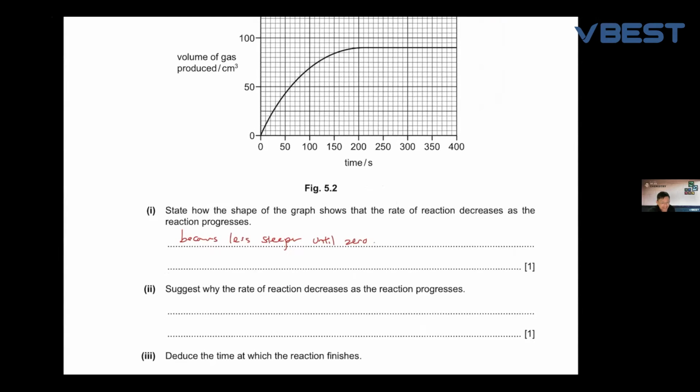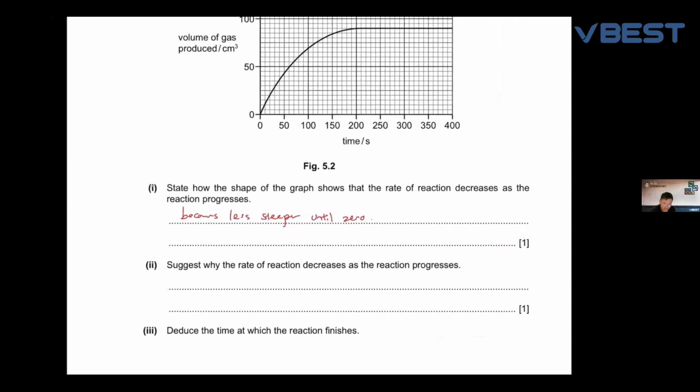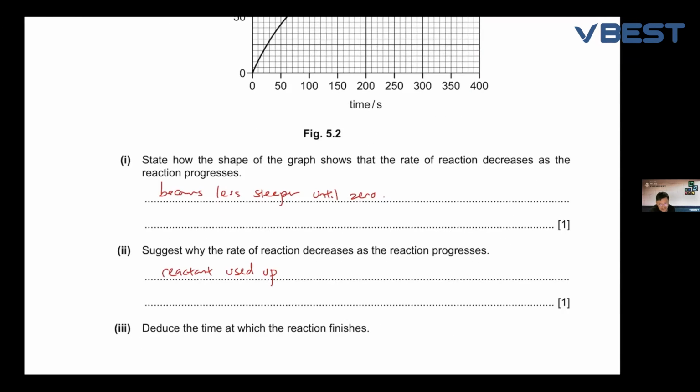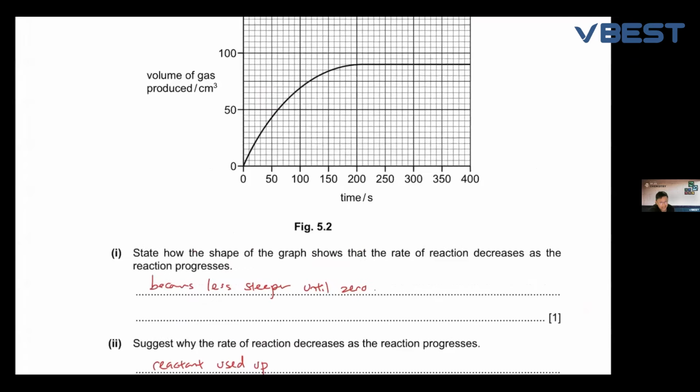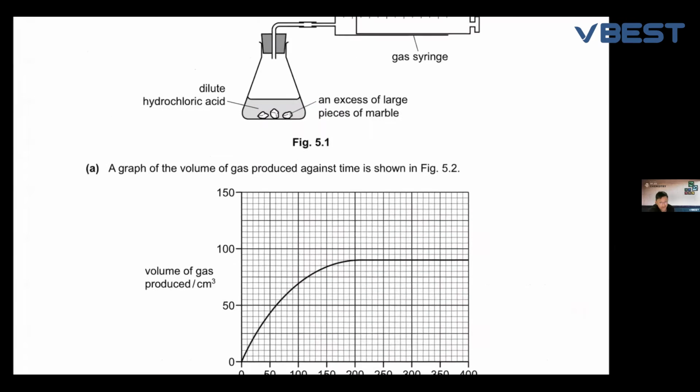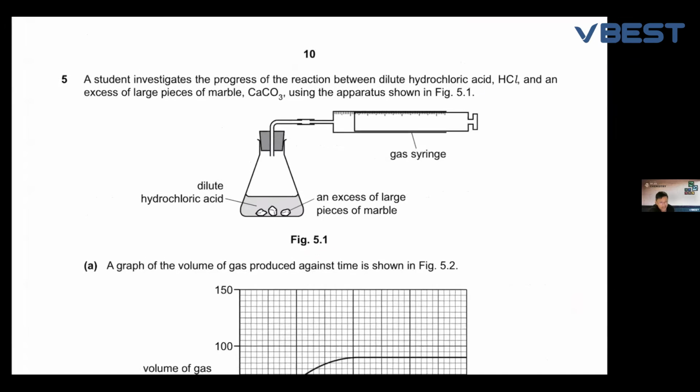So suggest why the rate of reaction decreases as the reaction progresses, right? Anyway, because reactant is used up. But sometimes they are quite specific about which reactant is used up, which is the limiting reagent. If it's a 2 marks question, then you tell me which one is the limiting reagent. In this case, then you just say it's HCl.